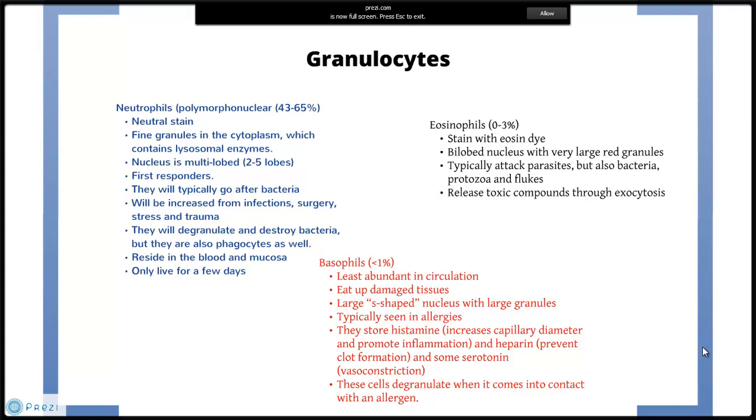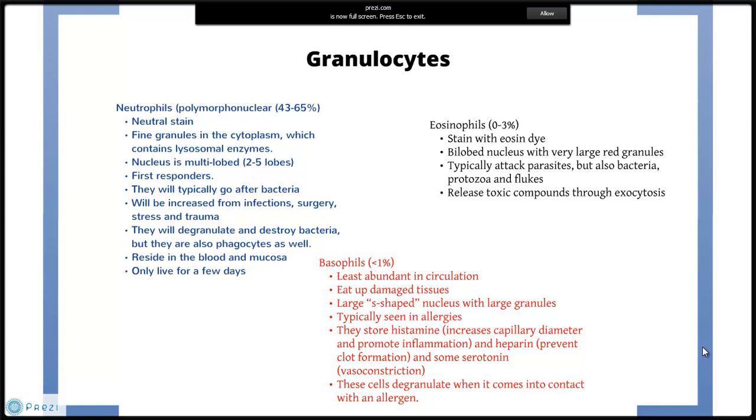So now more specifically on granulocytes. We're going to start out with neutrophils because those are by far the most abundant. They're also known as neutrophils because they stain neutral. They have fine granules in their cytoplasm, and those contain lysosomal enzymes which help fight against bacteria, because that is what they mostly go after. They have a multi-lobed nucleus, either 2 to 5 lobes, and that's why their other name is polymorphonuclear cells, or PMNs. And they are the first responders, so when you have an injury or you need inflammation, they will be the first ones on site to that injury site.